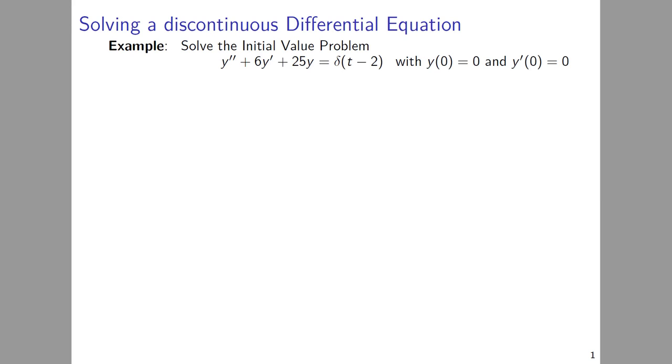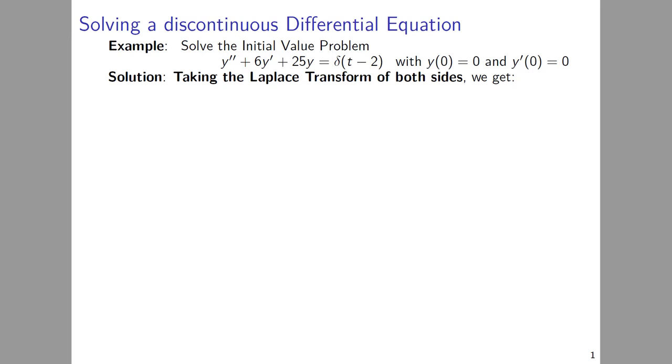In this example, we will solve the discontinuous differential equation in the initial value problem y double prime plus 6y prime plus 25y equals delta of t minus 2, with y of 0 equals 0 and y prime of 0 equals 0. Since this is a discontinuous function involved in our differential equation, our only method that will work here is to take the Laplace transform.